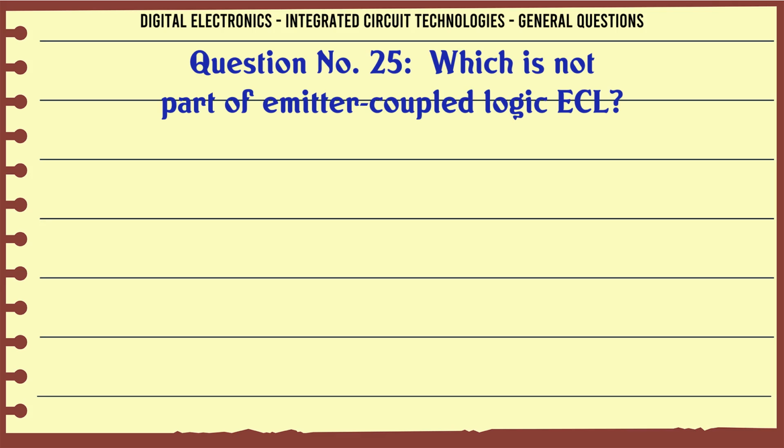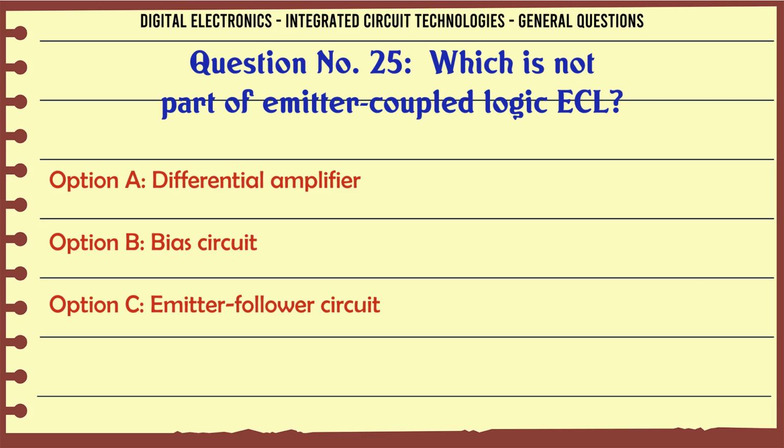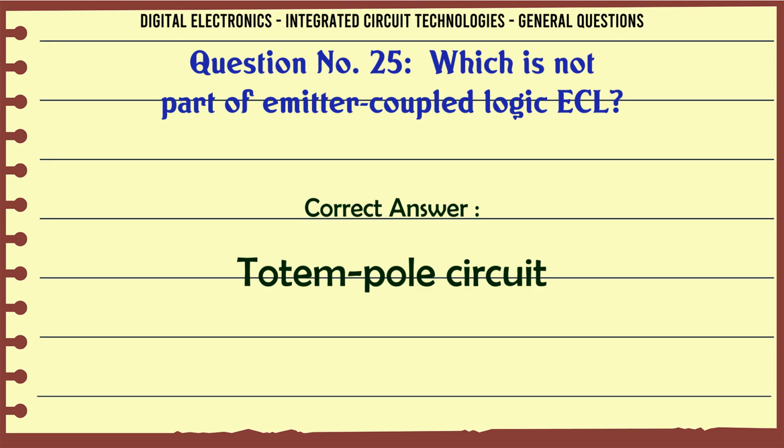Which is not part of emitter-coupled logic, ECL? A, differential amplifier. B, bias circuit. C, emitter-follower circuit. D, totem-pole circuit. The correct answer is totem-pole circuit.